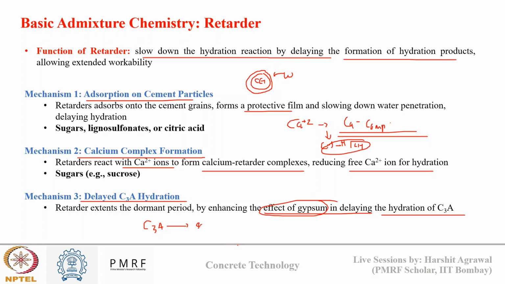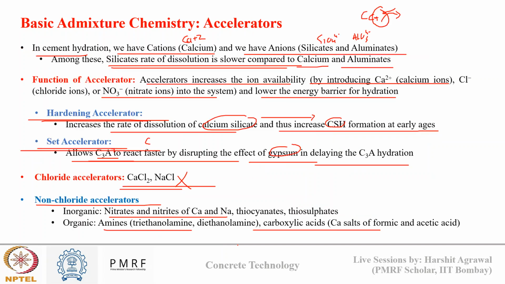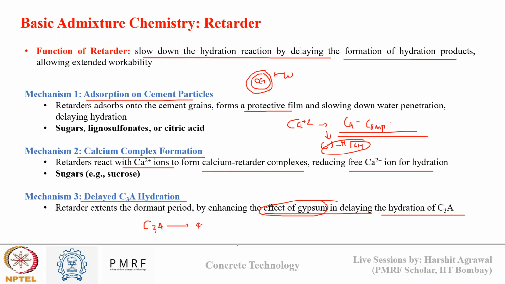Okay, so the basic thing that you need to remember here is that an accelerator accelerates the hydration by intervening with the cement grains, and a retarder delays the hydration by not allowing water to react with the cement grain. Okay.